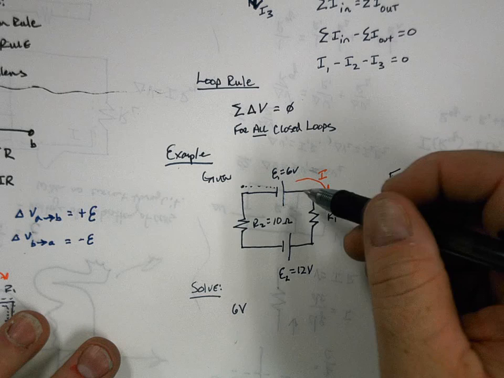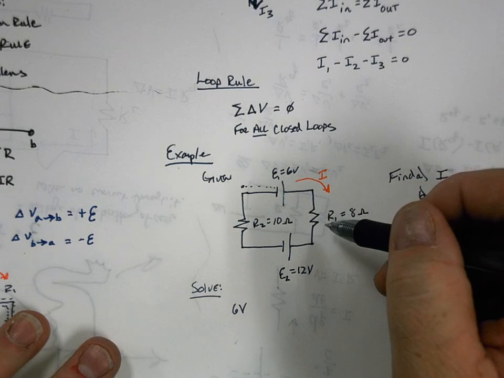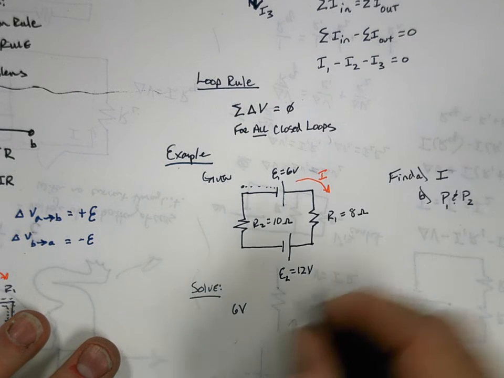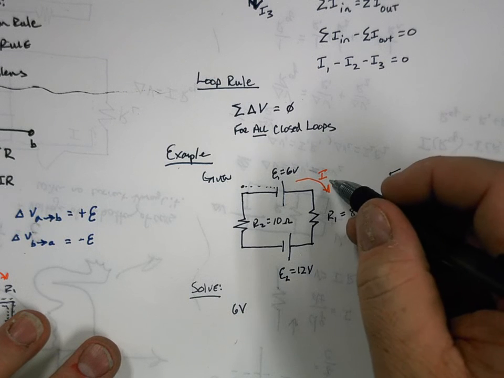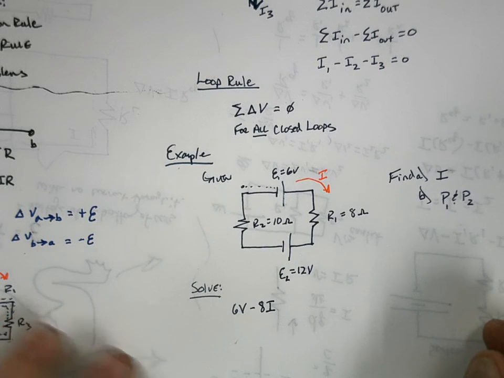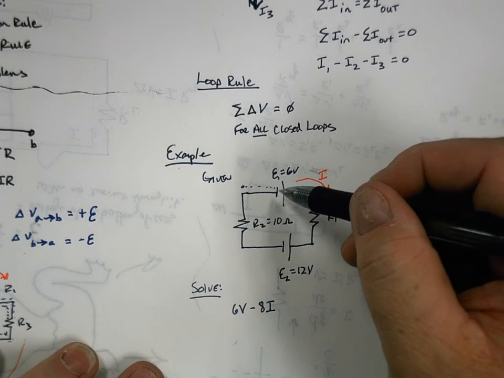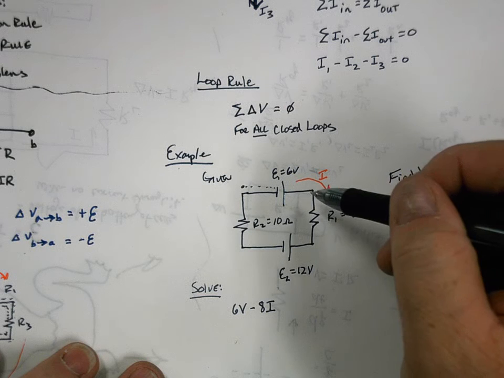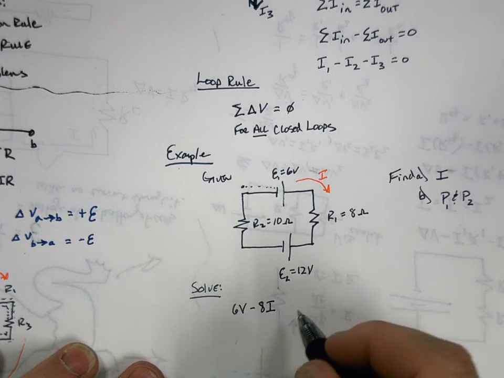Then we come down here, and the voltage across this resistor, according to Ohm's law, is going to be a voltage drop of our 8 ohms times our current. So 6 volts minus, right, because this is an increase. We're going minus small to big, so that's an increase in voltage. We come down here, and a resistor is a decrease in voltage, so it's going to be a minus 8I.